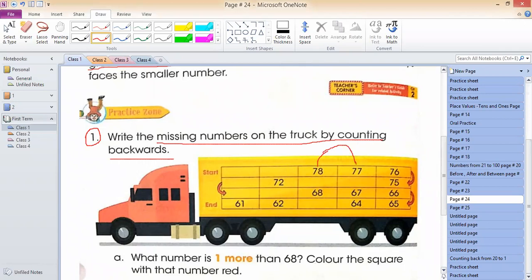Now, the number which comes before 77, that is 76. That's very good. Now you can look at that arrow. From here, we are coming down and we will move in that direction. Okay, so 76. Now the number which comes before 76, that is 75.